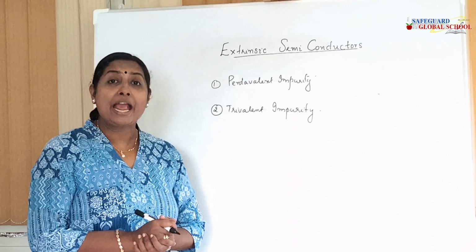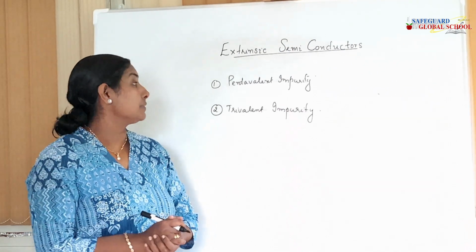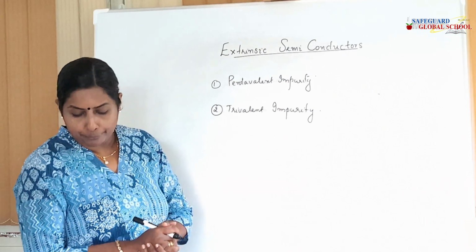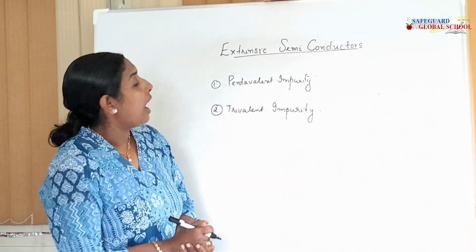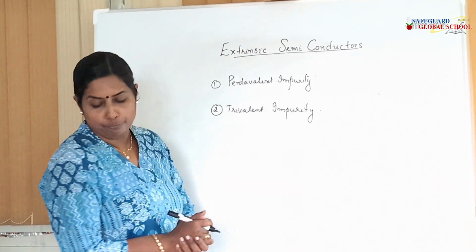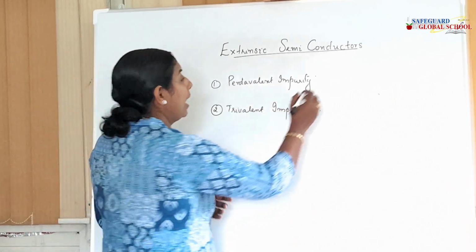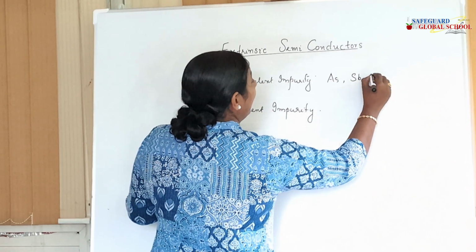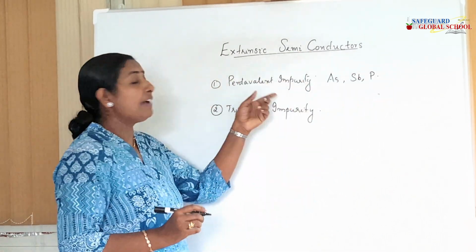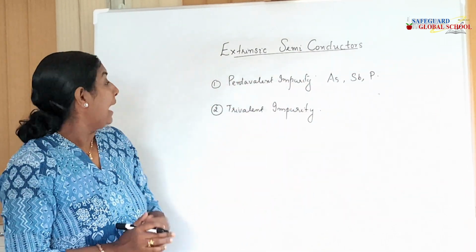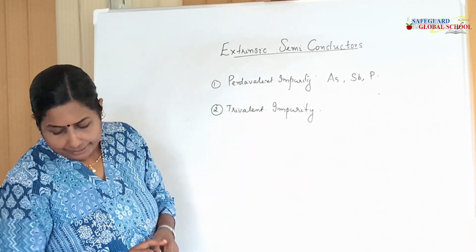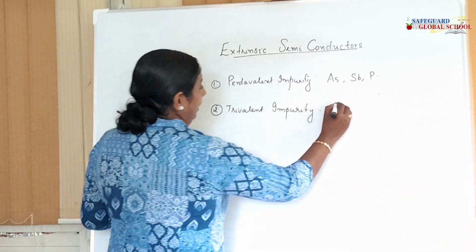The impurity added during the doping process is what is meant by dopants. So, for a pentavalent impurity, the dopants can be arsenic, antimony and phosphorus. Pentavalent means valency 5. And for trivalent impurity, examples are indium, gallium, etc.